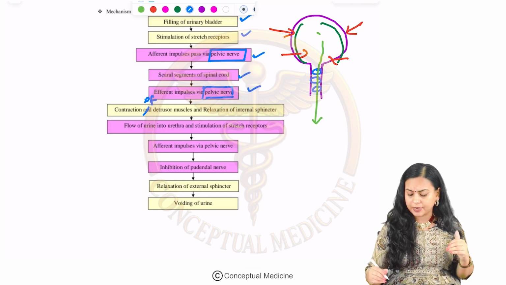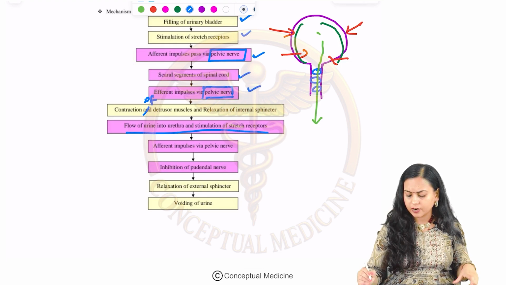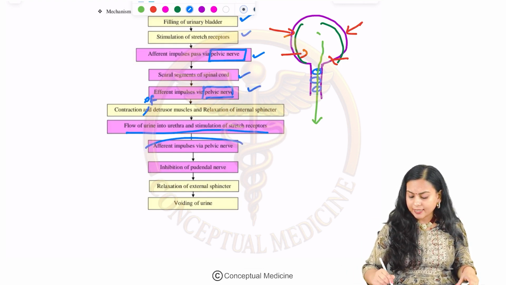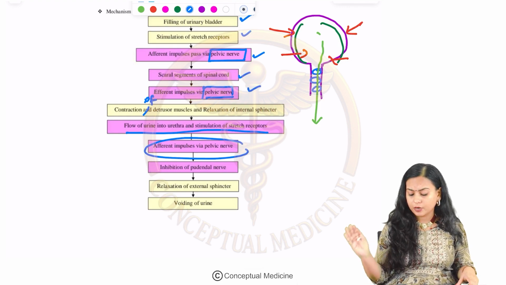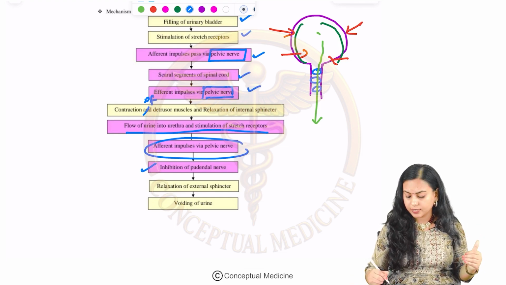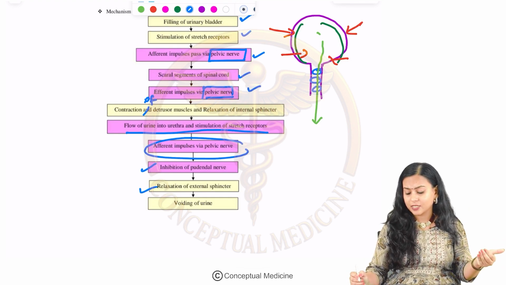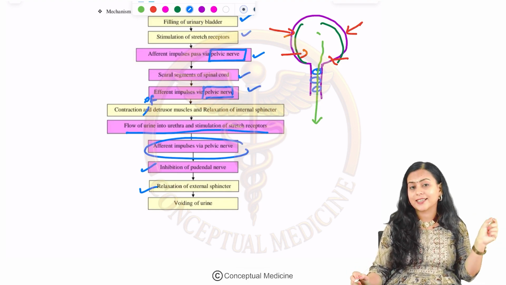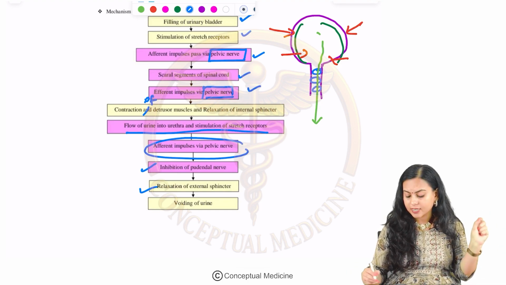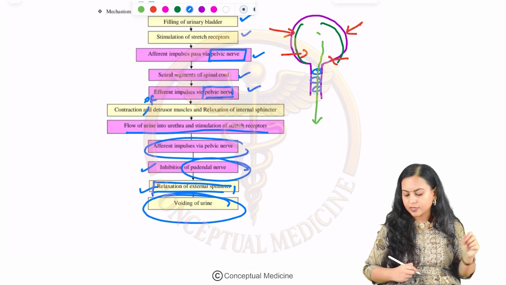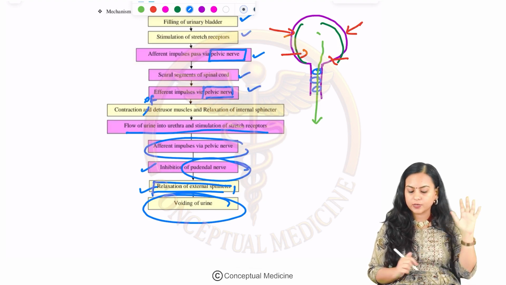And the next one is there will be flow. When this is happening, there will be flow of urine into the urethra and stimulation of the stretch receptors again, and again afferent impulses will be sent through the pelvic nerve that will cause an inhibition of the pudendal nerve, so that there will be relaxation of the external sphincter. Not only the internal sphincter, the external sphincter should also be released, and the external sphincter relaxation is brought by the pudendal nerve, and that will cause voiding of urine. Clear?